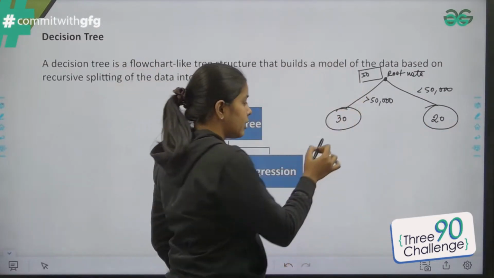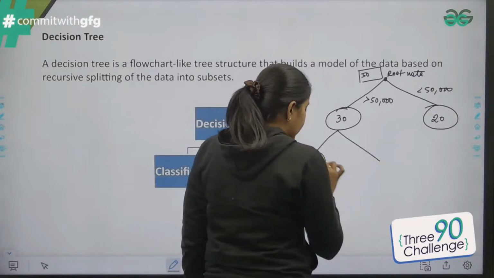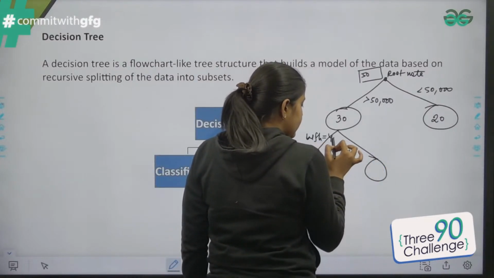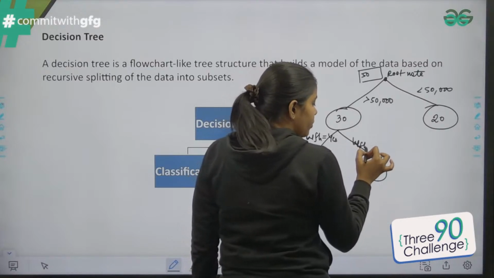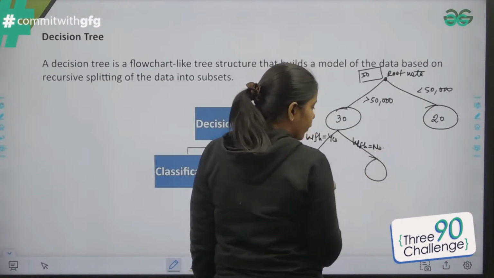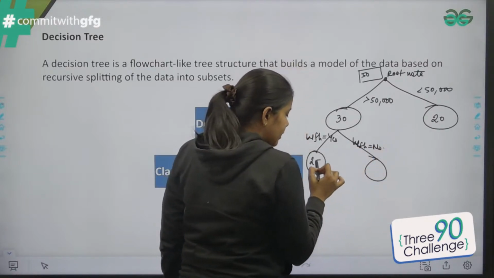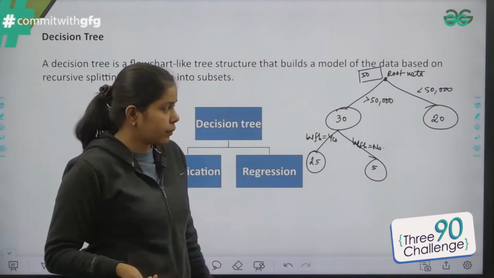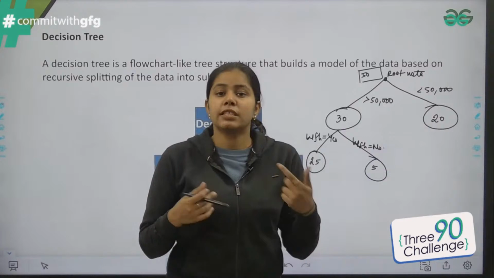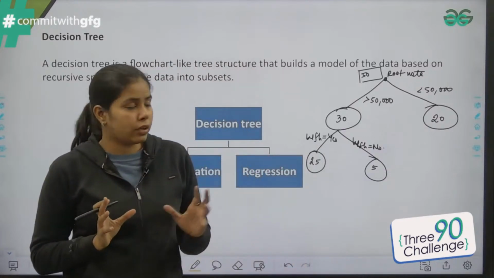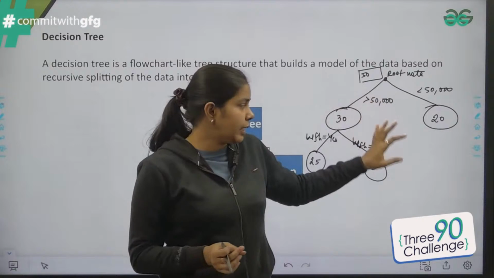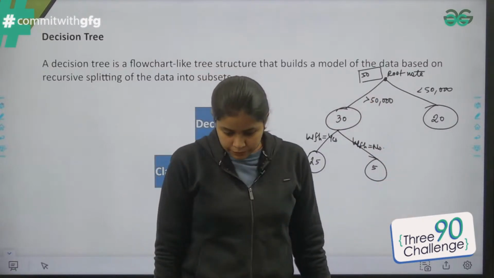Now these 30 students we can divide into those working from home, yes, and work from home, no. That means they are working from office. Let's say it gets divided further into 25 and 5, something like that. So dividing the data based on certain conditions, we get a decision tree.